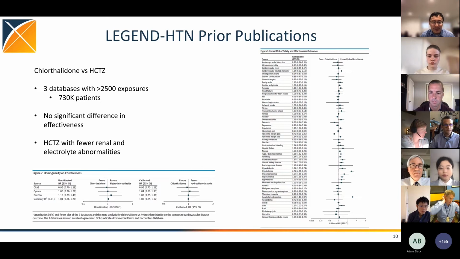That's the figure that you can see right here, closer to the bottom on the bottom left, and on the bottom right and on the right side, you'll see really the secondary endpoints and safety outcomes, which really reflect that hydrochlorothiazide actually had fewer renal and electrolyte abnormalities, which really reassures, I think, the scientific community and those on HCTZ that this was a safe choice.